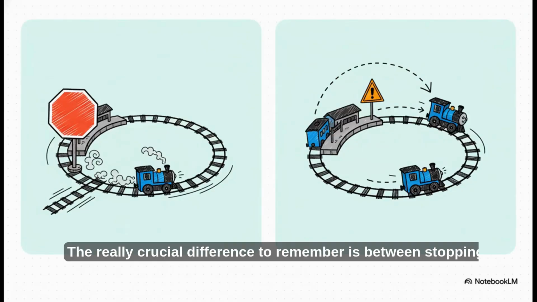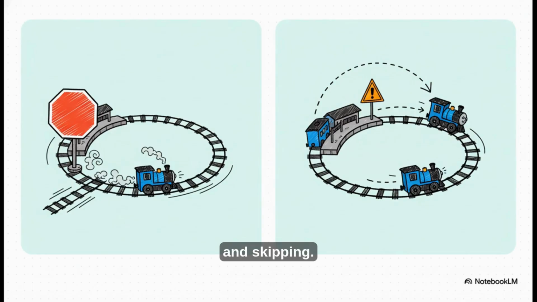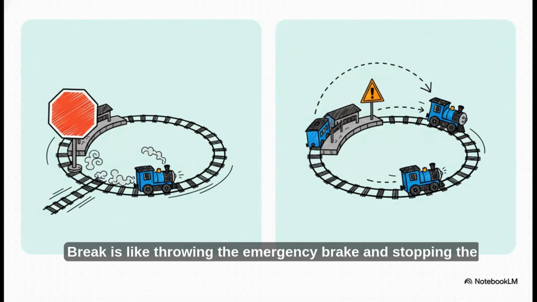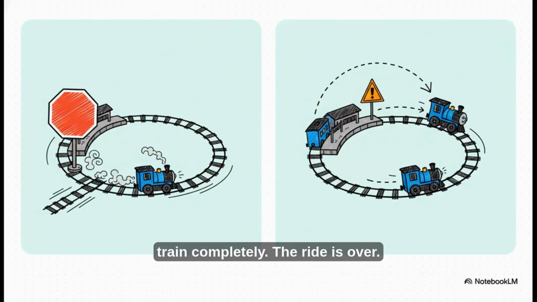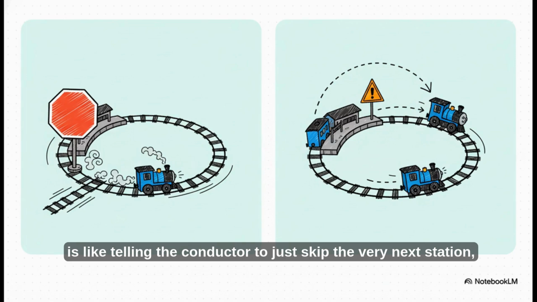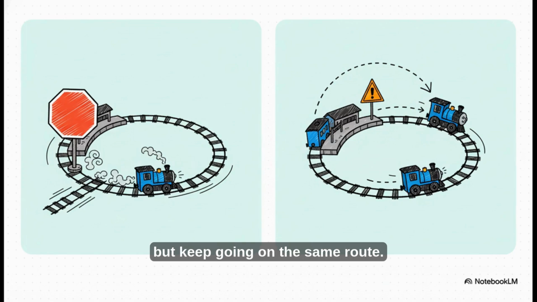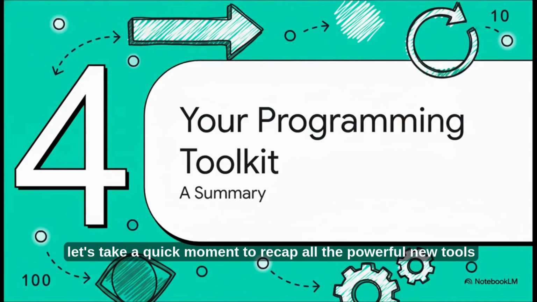The really crucial difference to remember is between stopping and skipping. Break is like throwing the emergency brake and stopping the train completely. The ride is over. Continue, on the other hand, is like telling the conductor to just skip the very next station but keep going on the same route. The loop itself continues.